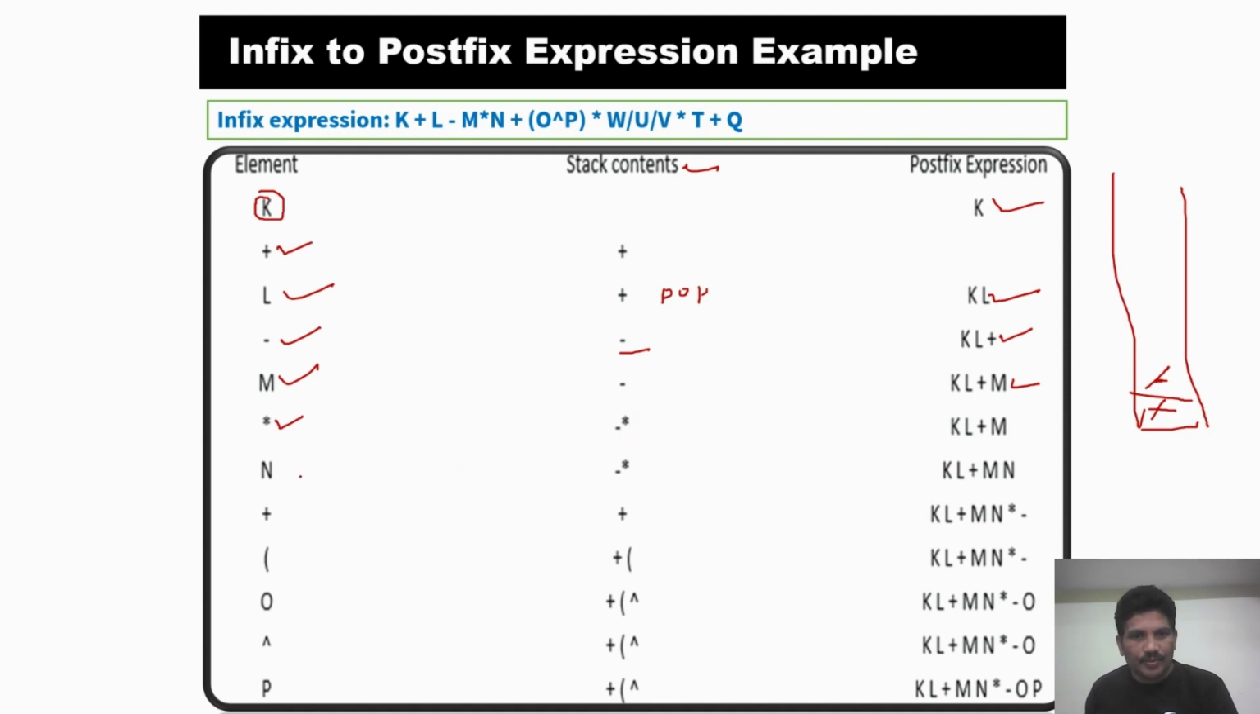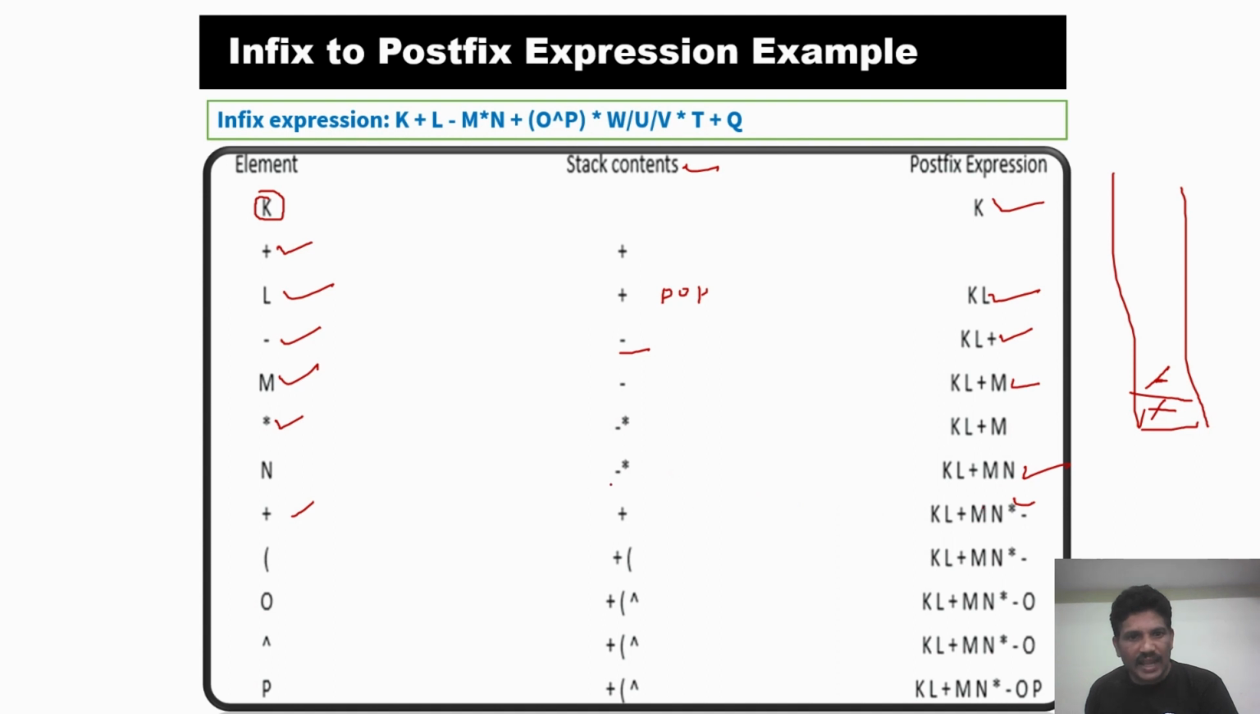Okay, then n. Because n is an operand, we can add it directly over here. Then when the plus symbol is found, we can simply push it into the stack, because plus has less priority than the multiplication operator. That's why we pop the multiplication operator from the stack, then add it directly over here.